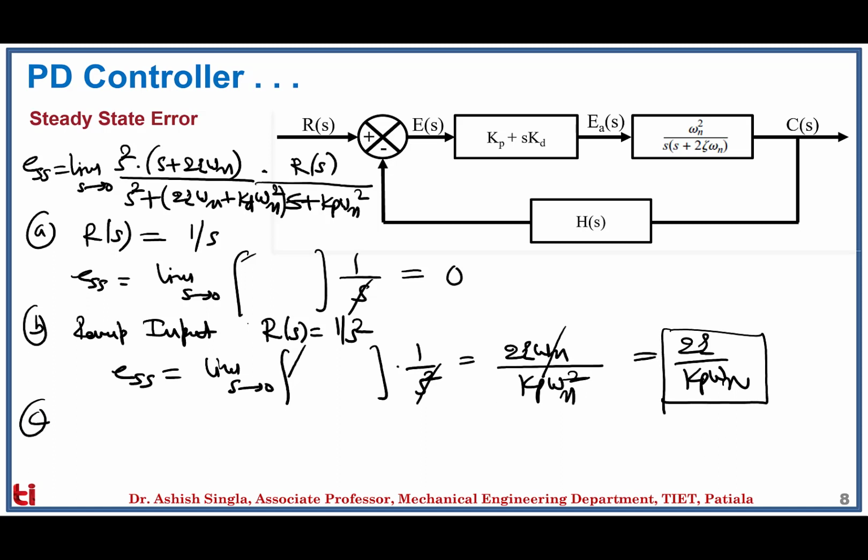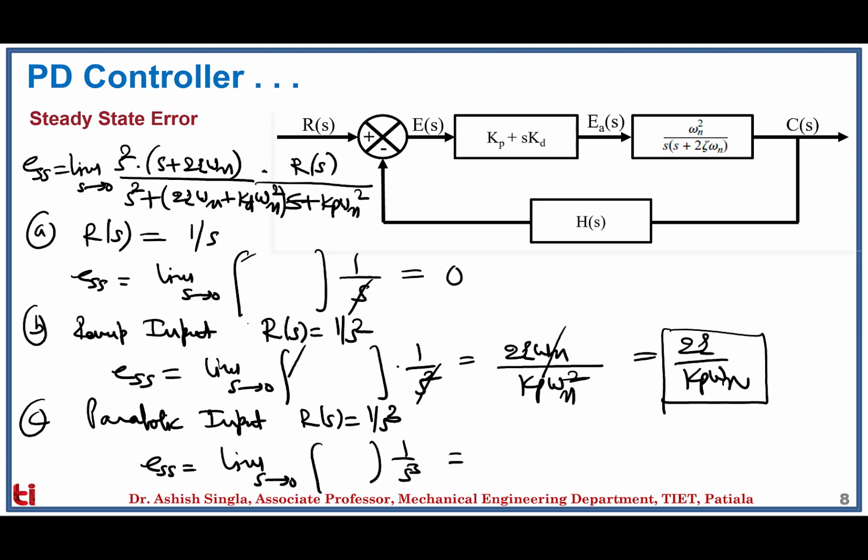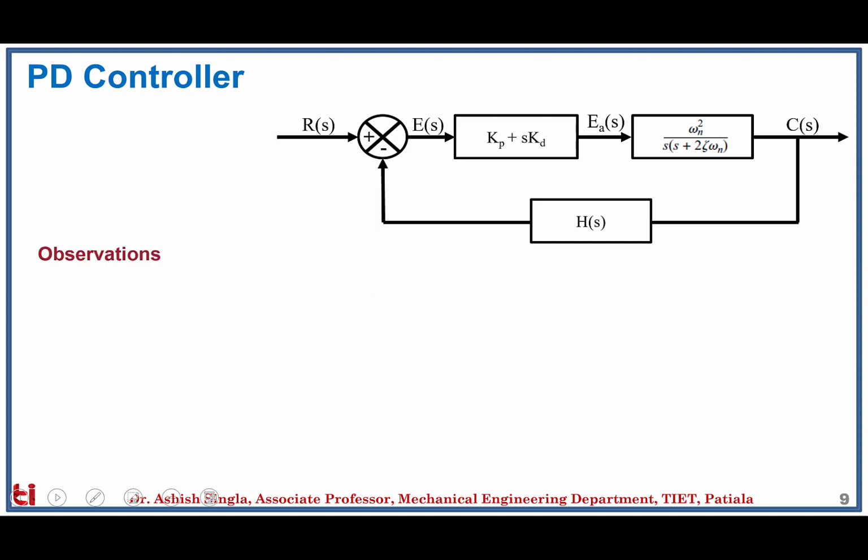And third, if the input is a parabolic input where R(s) is equal to 1 by s cube, in this case there is one s in the denominator that will be left, which will make the steady state error go to infinity. Which means that using a PD controller with a parabolic input is a blunder.